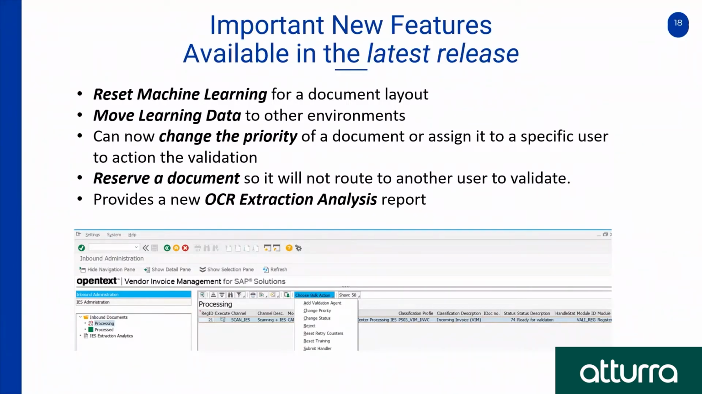Learning data can be created in UAT and now moved into production and other environments, which helps us save time during go live. Your AP team will now have the ability to reserve, assign, or change the priority of documents in the inbound queue to suit your daily workloads. And finally, the latest version of VIM from 20.4 onwards is delivered with a new OCR extraction analytics report. This report presents the raw data of how the Intelligent Capture engine is performing on recognition, so we can quickly analyze which are the problem fields on a particular invoice.